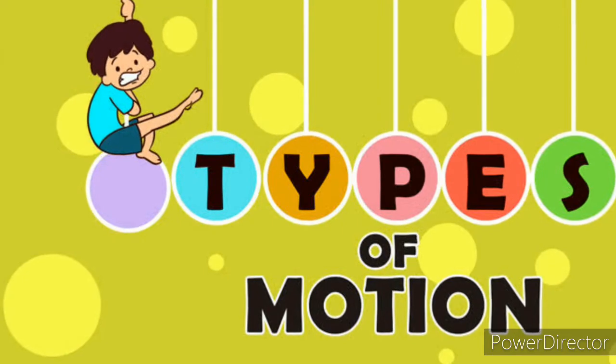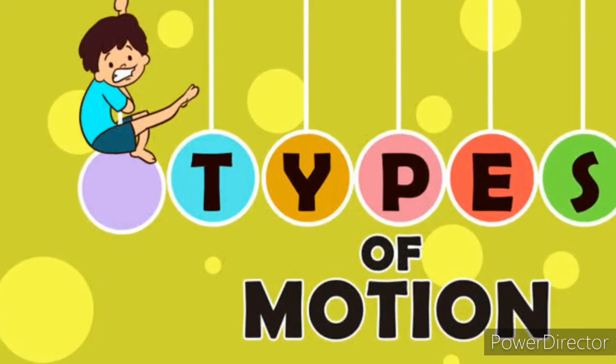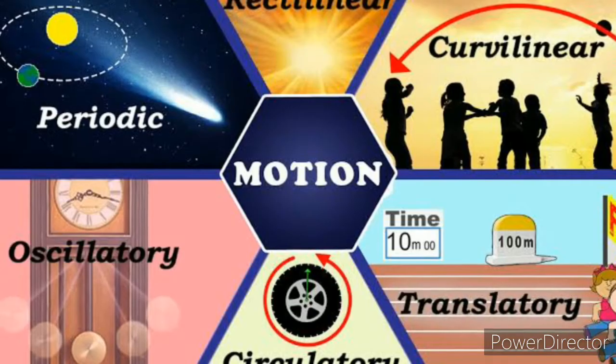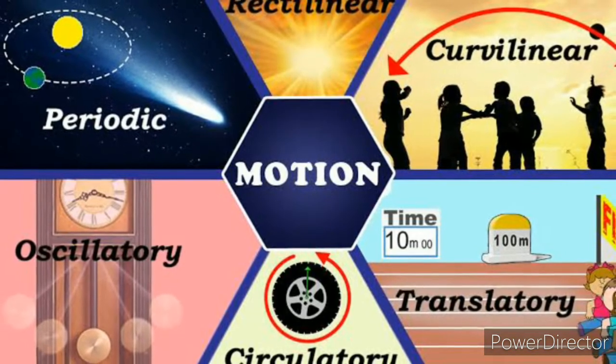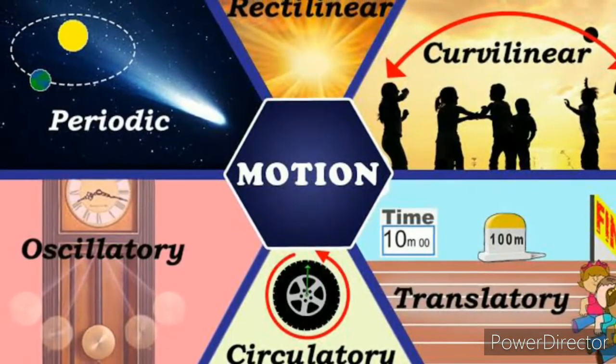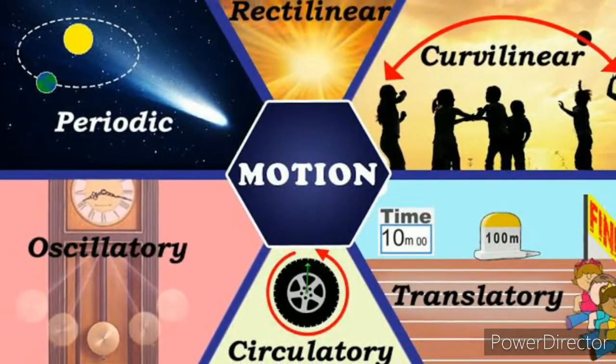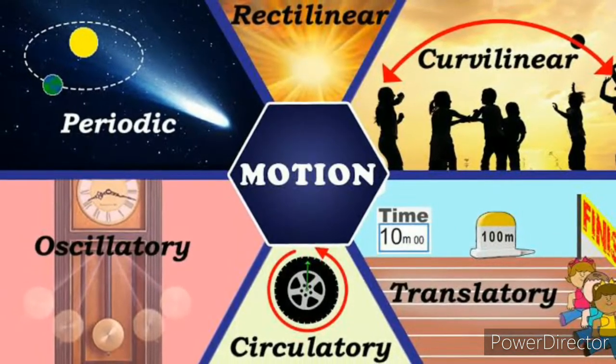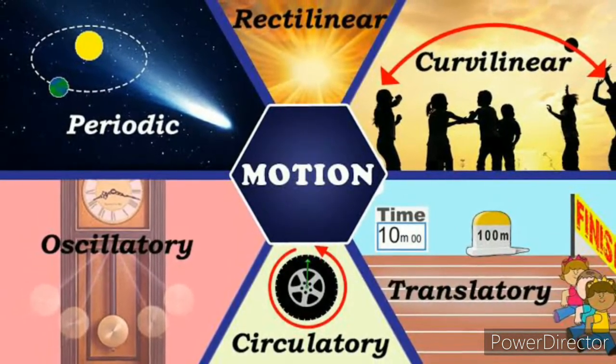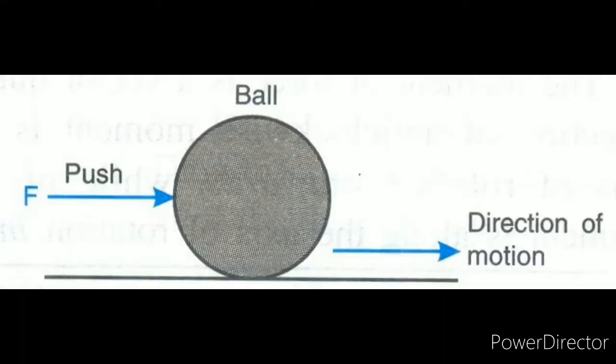So we have a lot of things around us, and they show different kinds of movements, different kinds of motions. So objects move in various ways. So let's see what can be the different ways of motion. The first one we have is translatory motion. So what does it mean?